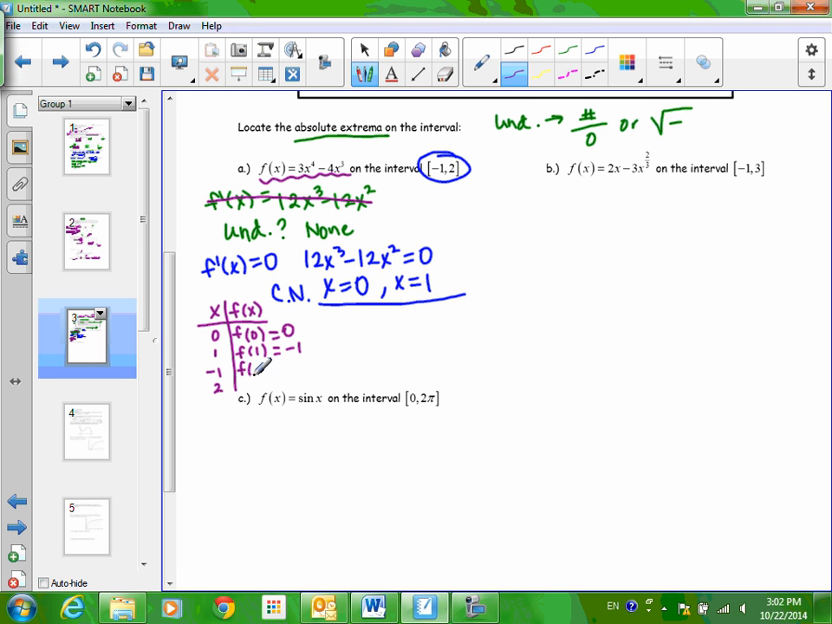Okay, what about f of negative 1? 7. You're like, how'd they get 7? Go off to the side, plug in negative 1, crunch the numbers, you'll get 7. All right, what about 2? What's f of 2? This one's a little bit harder. Maybe you can't do this in your head all the way. Maybe you need to write down some steps. It is 16.